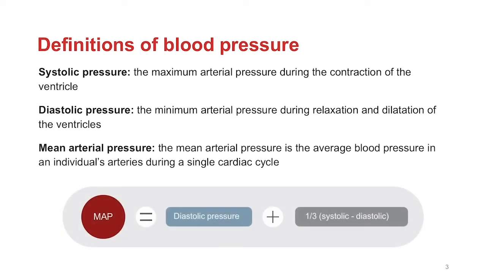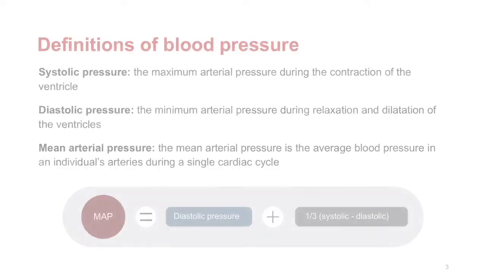Mean arterial pressure, or MAP, is the commonly used measure of blood pressure, as it's considered to be the perfusion pressure seen by the body's organs. However, it is not the average of the systolic and diastolic pressures, as can be seen through the equation.